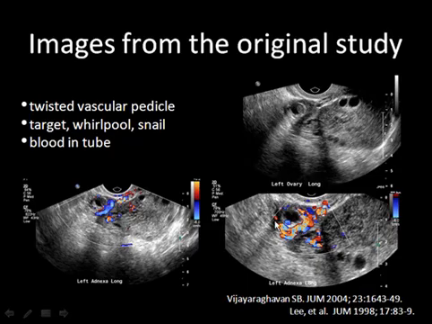The beta HCG test came back negative, but I want to point out here the blood vessels that are wrapping around this structure, and this represents the twisted vascular pedicle in the setting of torsion. It's been sometimes described as a target sign or a whirlpool or a snail. And this is a blood clot in the pinched off fallopian tube.